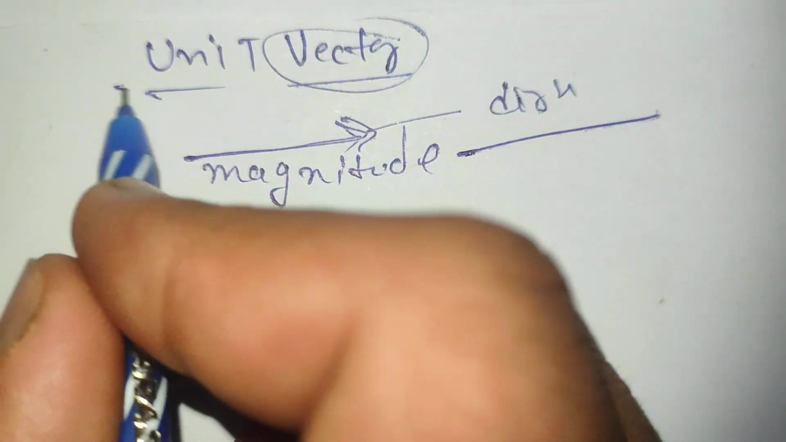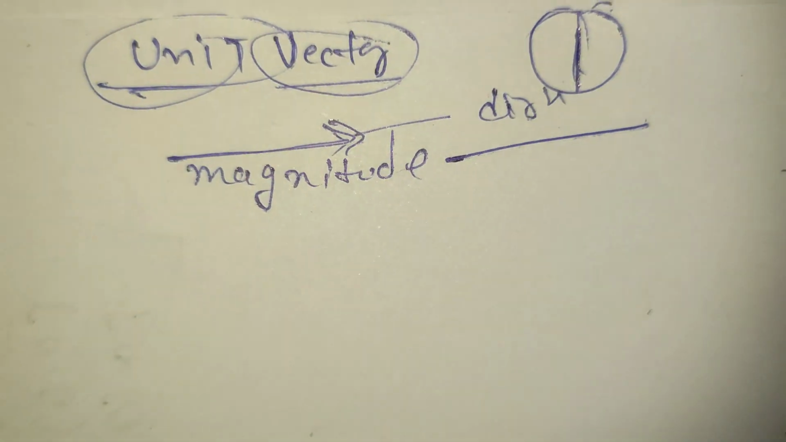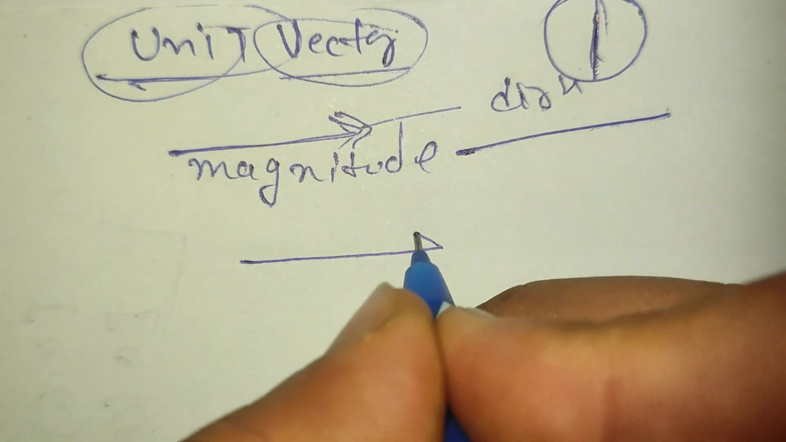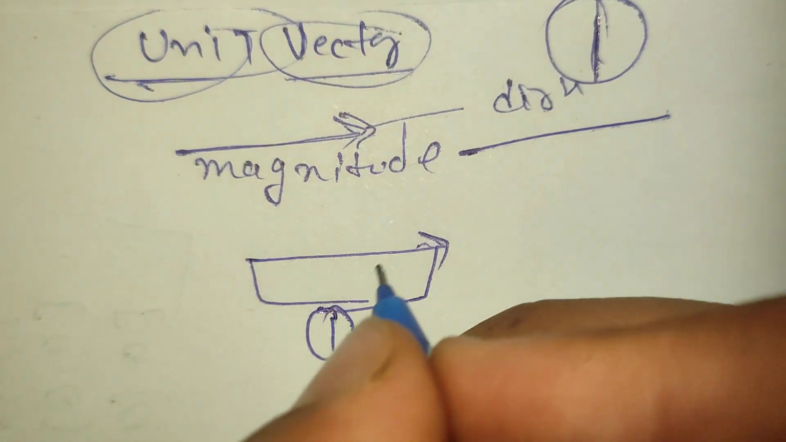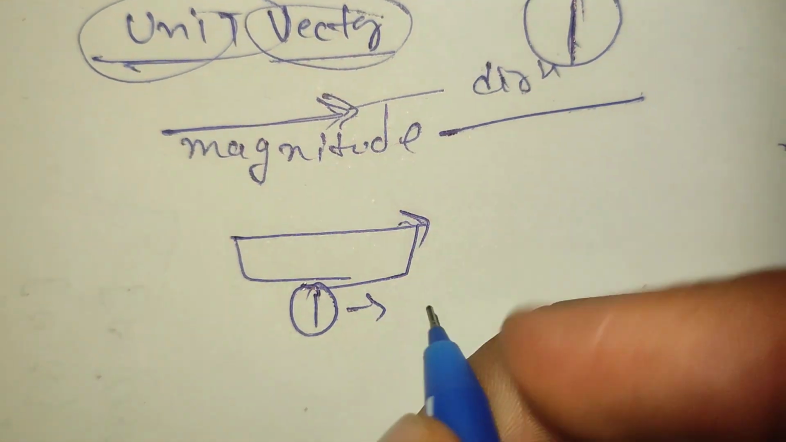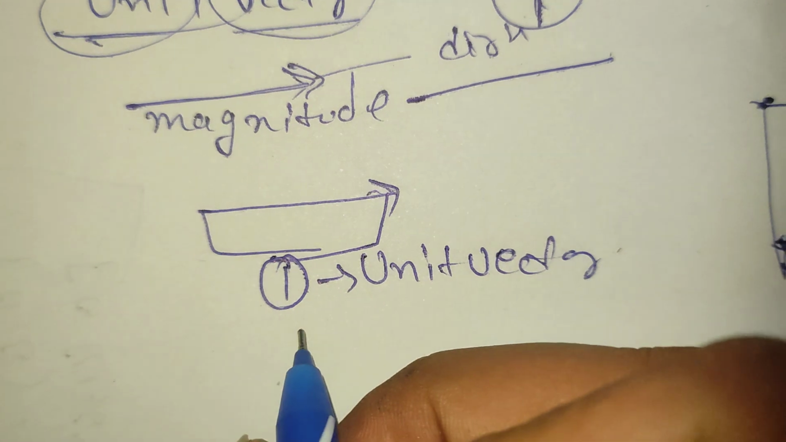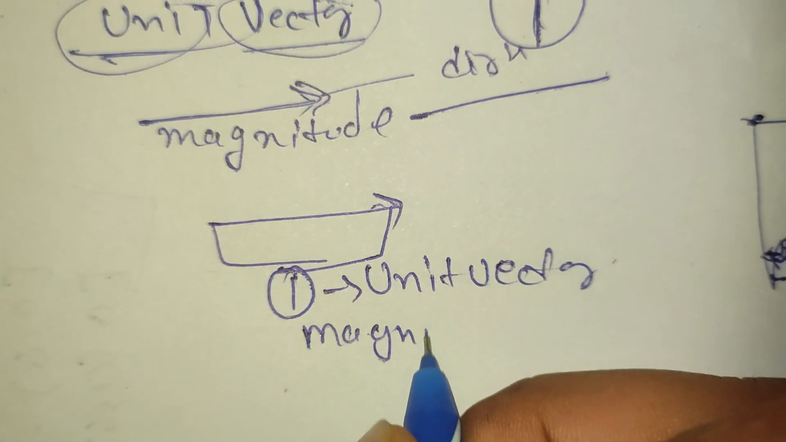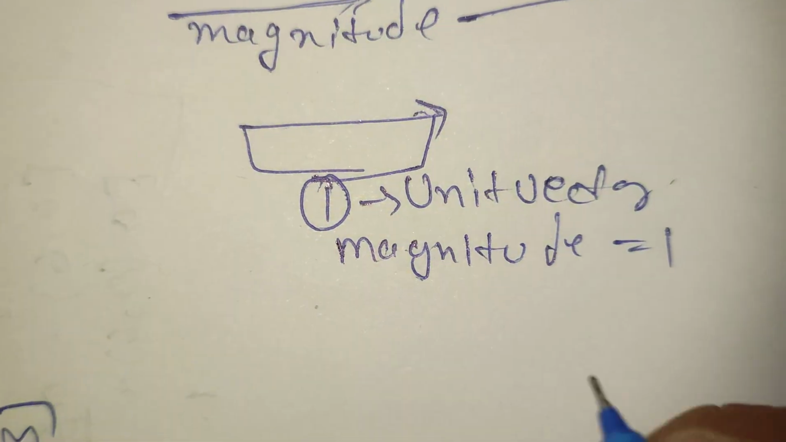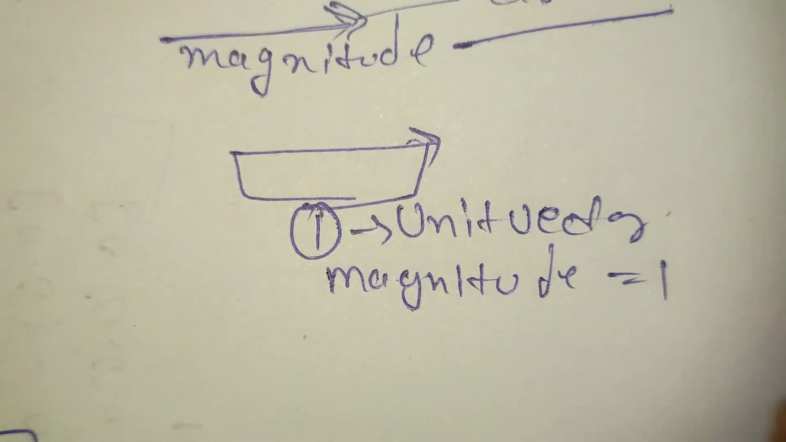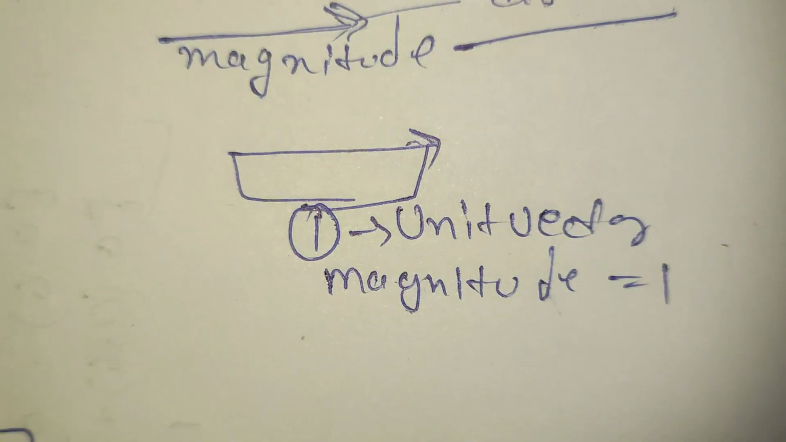And when we talk about a unit, unit means one. Any vector whose magnitude is only one is called a unit vector. A unit vector means a vector which has magnitude equal to 1. For example, if the magnitude of this pen is 1, it is called a unit vector.